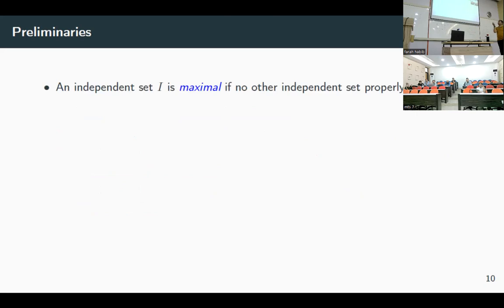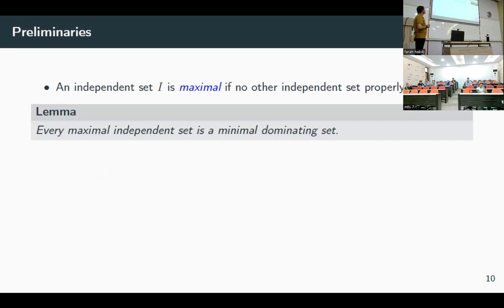We say an independent set I is maximal if no other independent set properly contains I, and every maximal independent set is a minimal dominating set. We can prove it. It's very simple. I'll show the proof, but we don't have to go into detail. It's very straightforward. So if I can find a maximal independent set, I can also find a minimal dominating set.